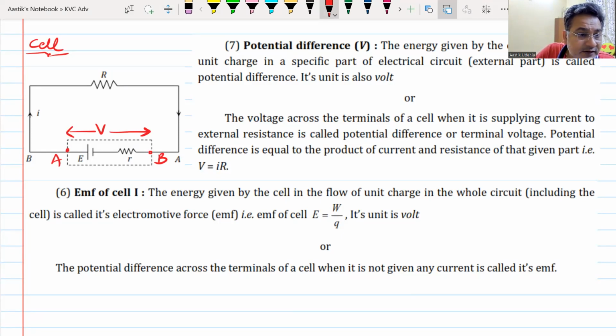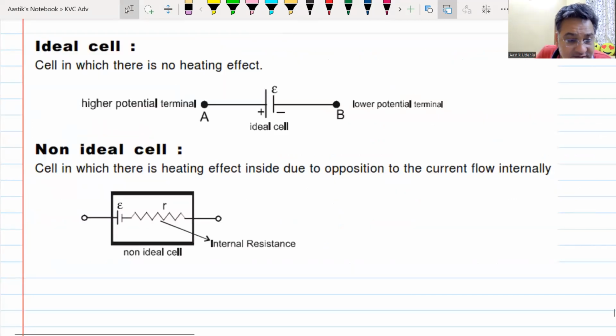Ideal cell and real cell. We have already seen ideal cell and real cell. Everyone is able to recollect what we are doing here. Ideal cell, no internal resistance. Real cell, internal resistance is present, a real internal resistance r is there. Do we remember this? Yes, sir.